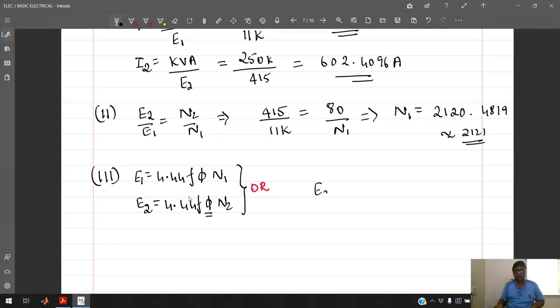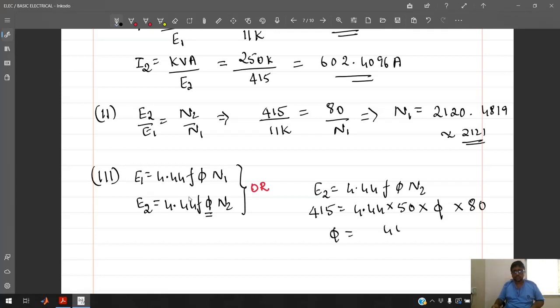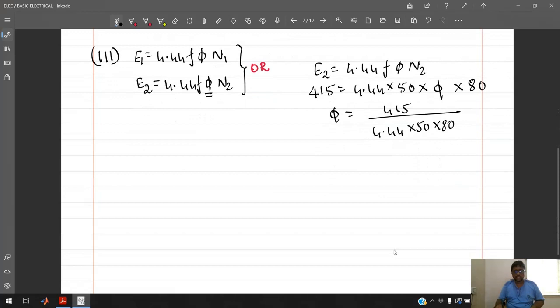So let me apply E2 is equal to 4.44 f phi N2 volts as the formula. So E2 is 415, that is equal to 4.44, f is 50 hertz which is given, phi is what you need to calculate, into N2 which is 80, given. If you solve for this, cross multiply, phi is equal to 415 divided by 4.44 into 50 into 80. You are going to get phi is equal to 0.0233 Webers.